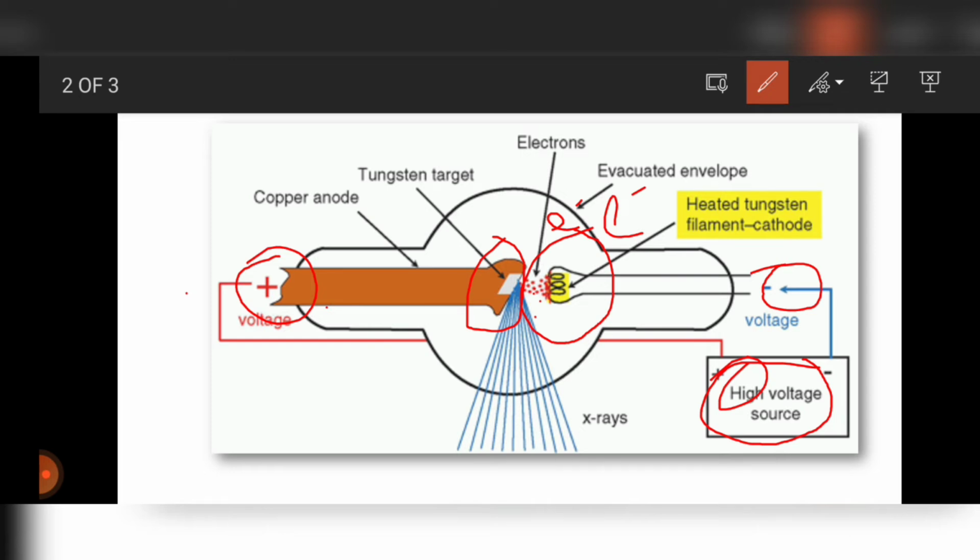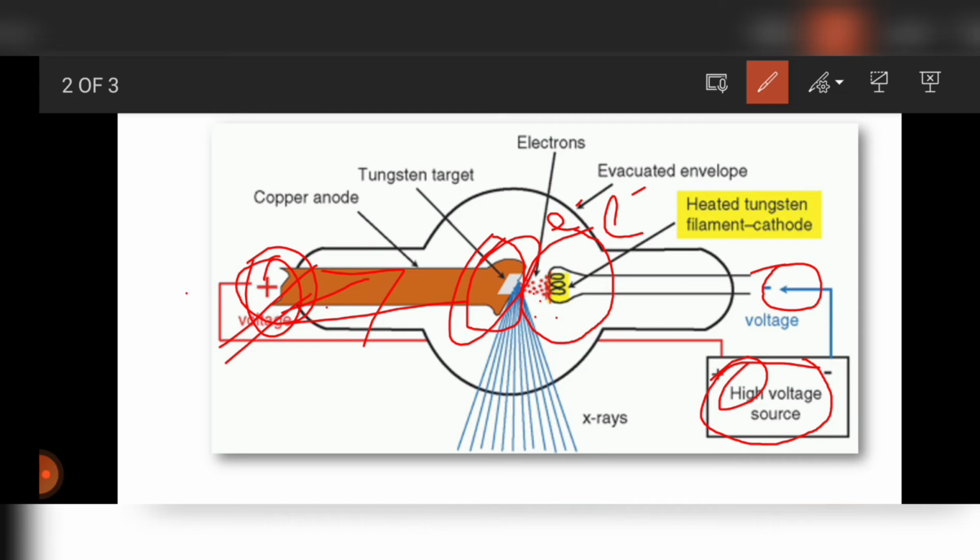Electrons are negative charge, and this anode is connected with the positive charge. Look, this is the positive charge. This negative charge will be attracted toward the positive charge, and it also has this high voltage. So this high voltage will attract the negatively charged electrons towards it with a very high speed, and they will accelerate toward this anode.